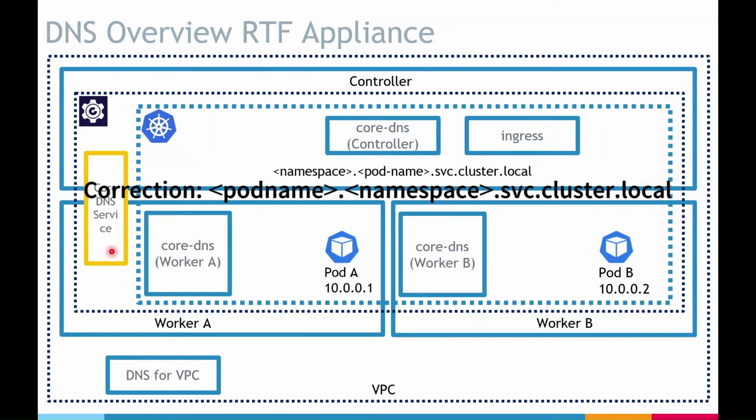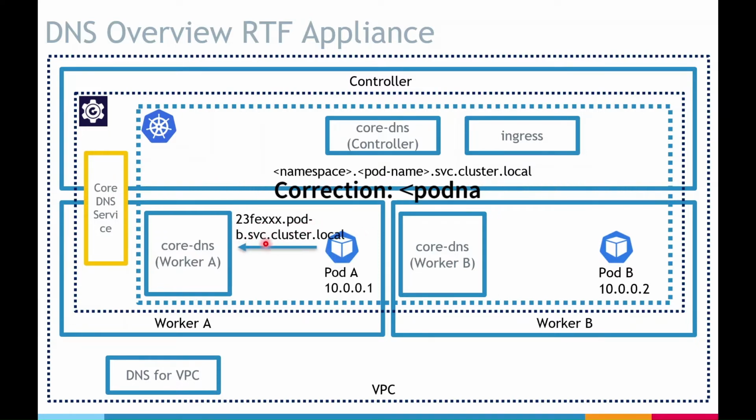So if pod A tries to communicate with pod B using the fully qualified domain name in the format we just discussed, then the core DNS pod will return the cluster IP for pod B, and it can be reached directly without leaving the pod network. That's how it resolves the problem of unnecessary hops that occur while going through the ingress.